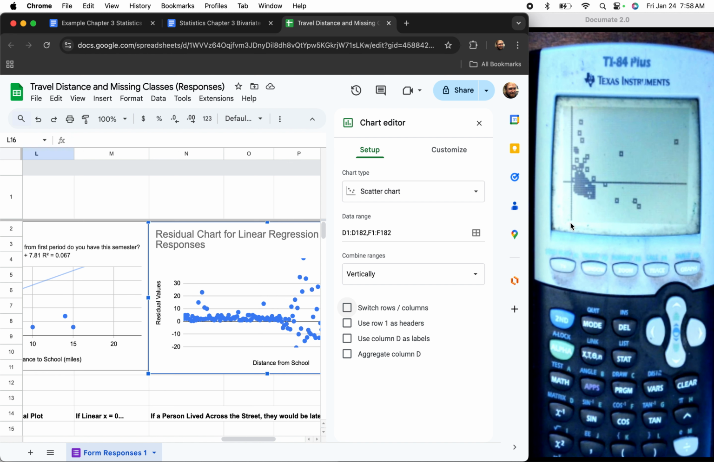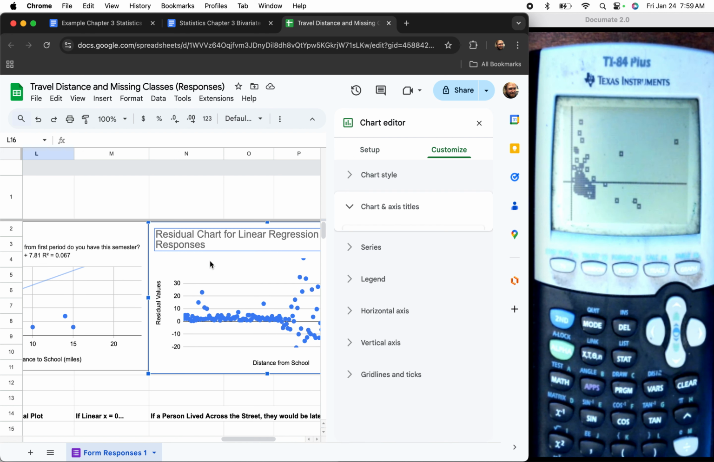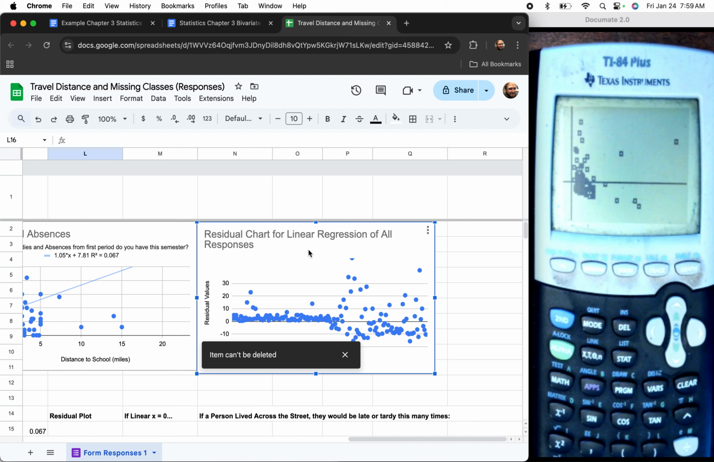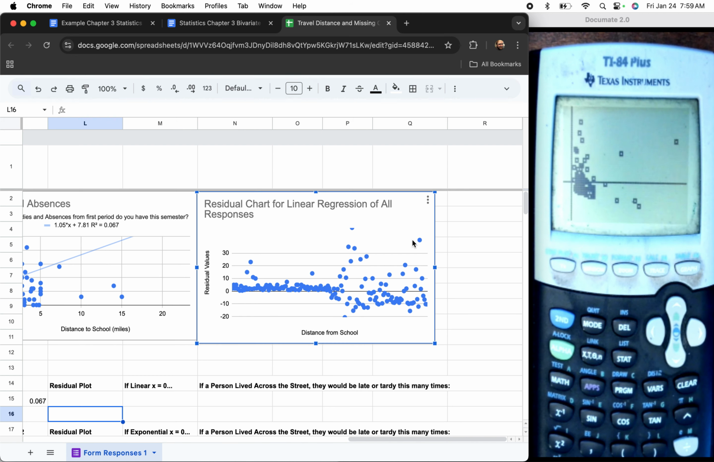But at the very least, I can take a screenshot, Command-Shift-3, or even better, Command-Shift-4. Command-Shift-4 on a Mac lets you take a screenshot of just a portion. So now I should actually have a picture of my residual plot that I can use instead of this one that seems to be wrong. We'll still try to get a residual plot in the graph, but that's okay.